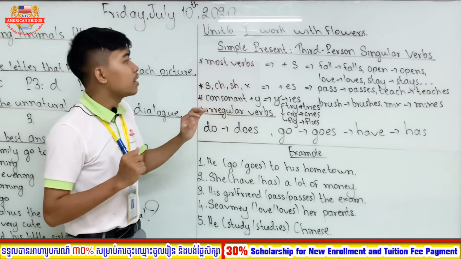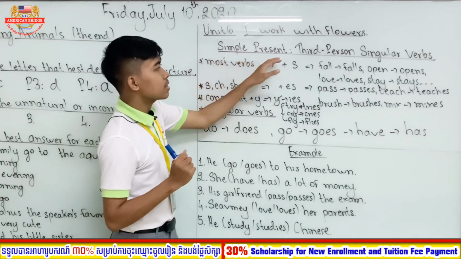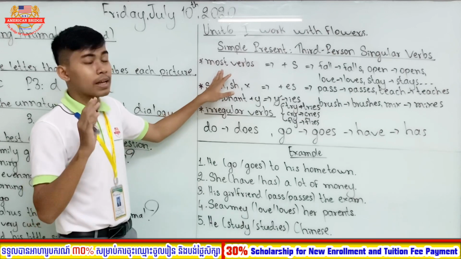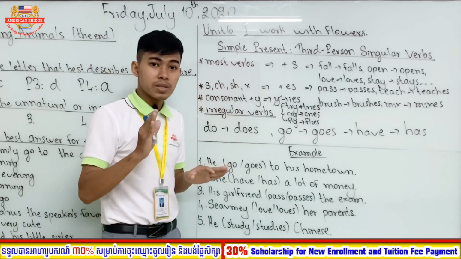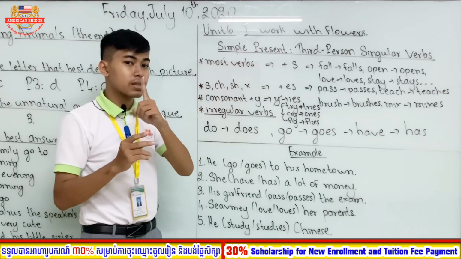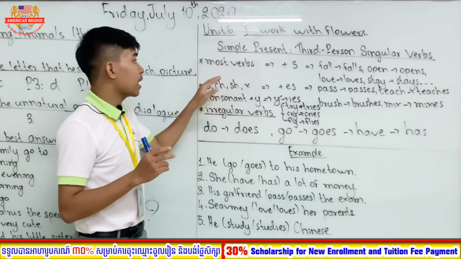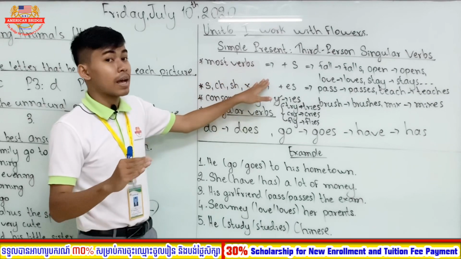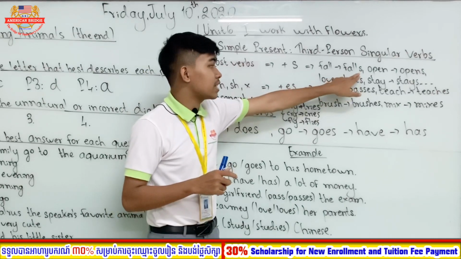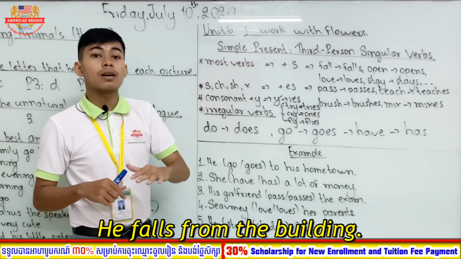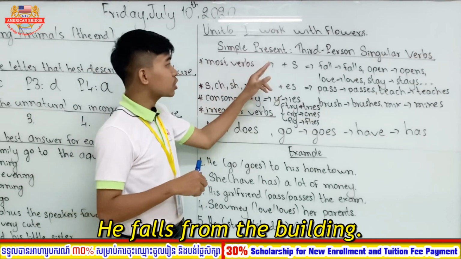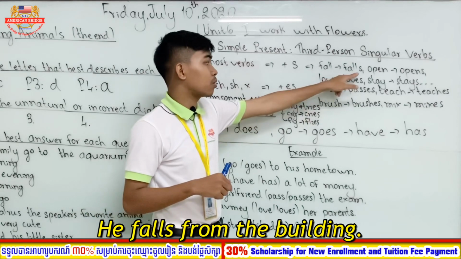So let's begin. Today we are going to learn about simple present, third person singular verbs. Let's go to our first point. Like I told you yesterday, most verbs, when we use them with third person singular like he, she, it, one person, one thing, or one animal, we have to add s. Most verbs add s. Example, the word fall becomes falls. We have to add s here. Example, he falls from the building. Because our subject he is third person singular, that's why we have to add s to the word falls.